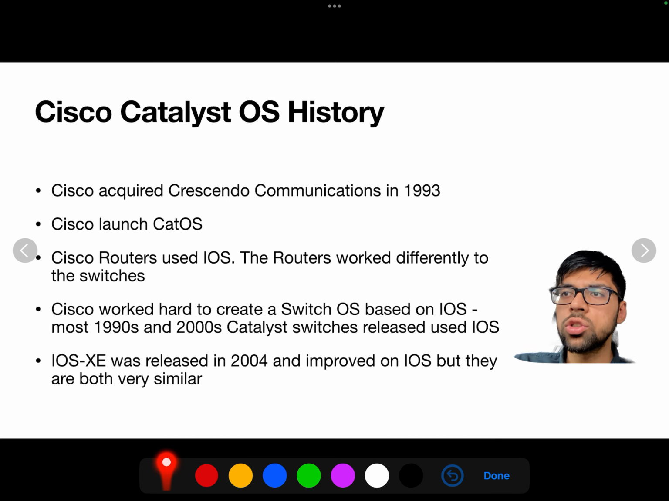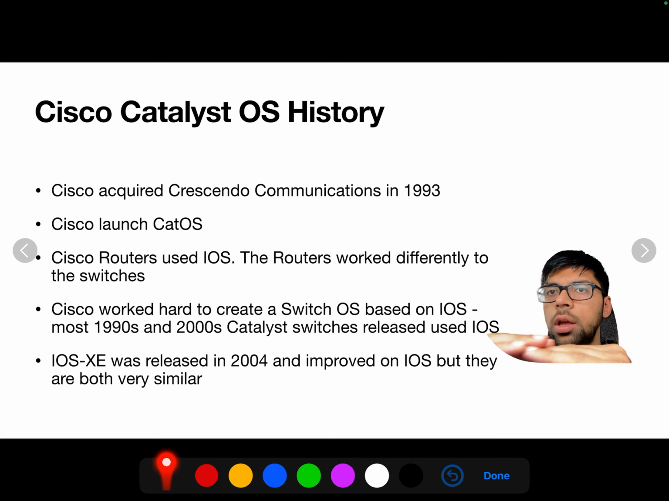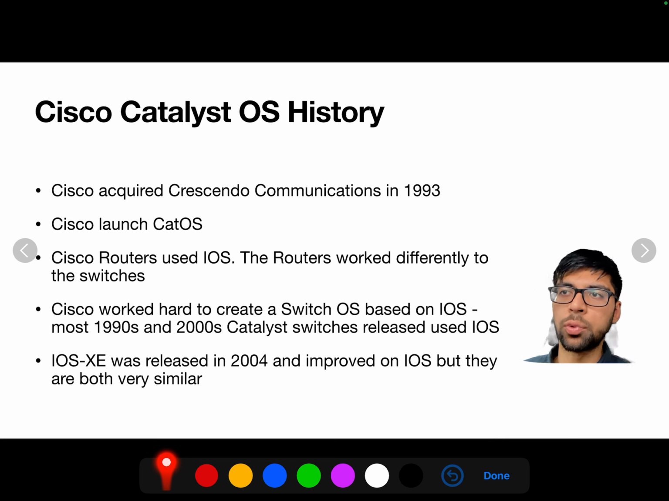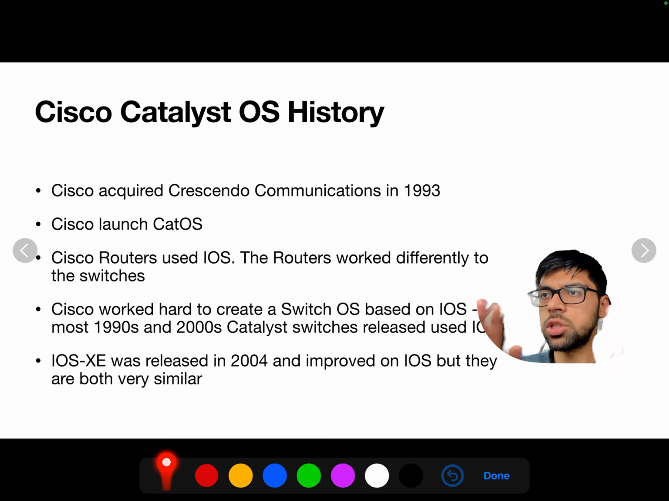So lastly, let's talk about Catalyst OS history. So Cisco's Catalyst is its longest running product line, and the history goes back to the 90s here. In 1993, a significant acquisition was made of Crescendo Communications, okay, and that got Cisco into the switching market, and they introduced Cat OS, okay, this is the predecessor to IOS, and Cat OS was the first switch operating system.